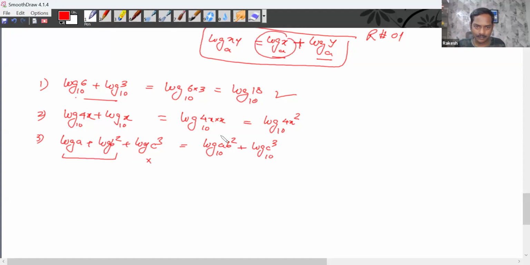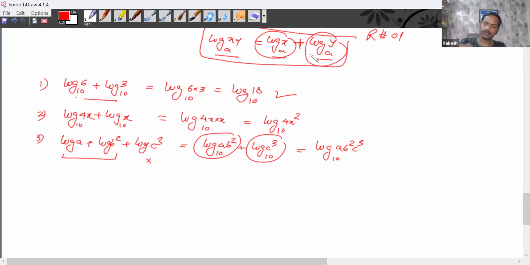Because this thing will become this. So overall, their sum should be equal to this, which is nothing but log of a into b square into c cube with base 10, right? So from here we can observe that this rule is not only for two numbers or the product of two numbers. It can be for more than two numbers also. The same cascading effect we have to apply. So this is about rule number 1 and its application. We have seen that we can apply it to simplify this.